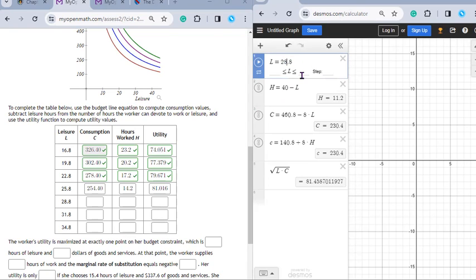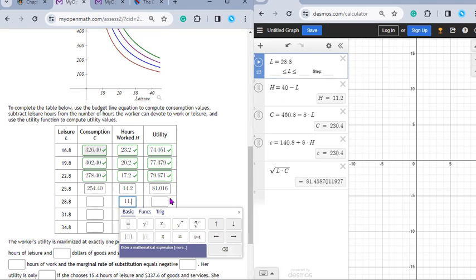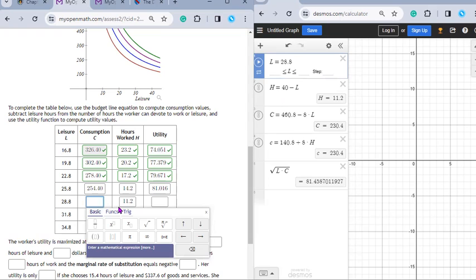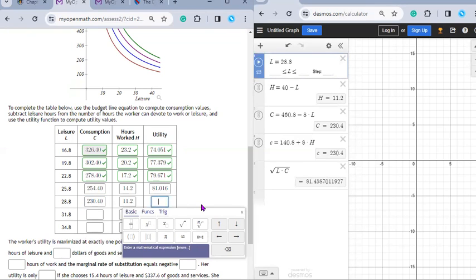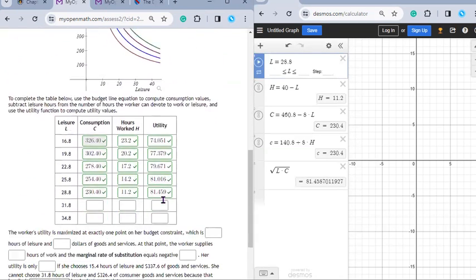So this is 28.8. Hours worked is 11.2. Earnings have gone down. When we add labor earnings to non-labor earnings, which is constant, we get 230.40, right? And our utility has gone up just a little bit, 81.459. I make that a 9 because that's a 7, so when I round to 3 decimal places, that becomes a 9. All right, so our utility bumped up just a little bit.